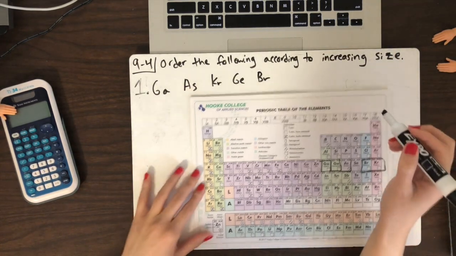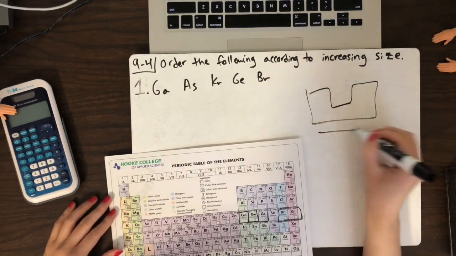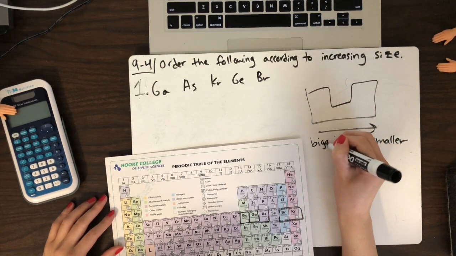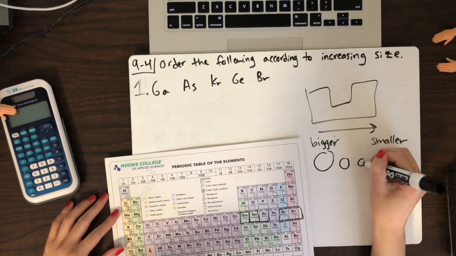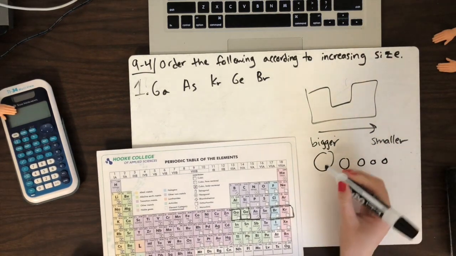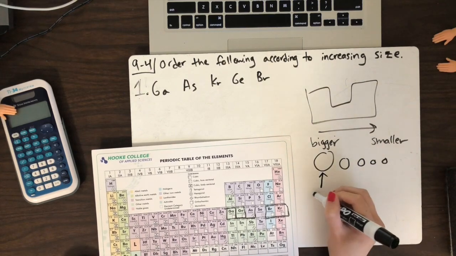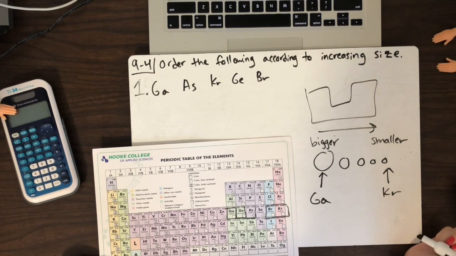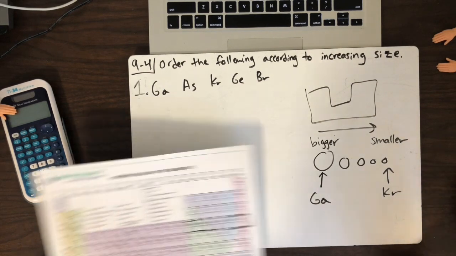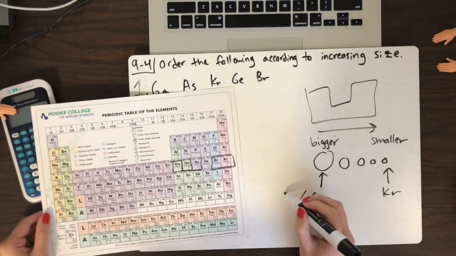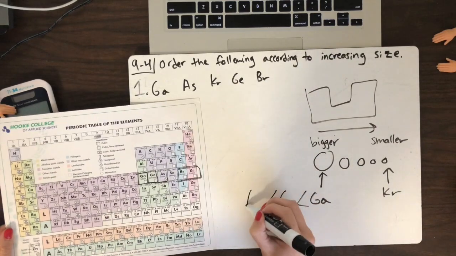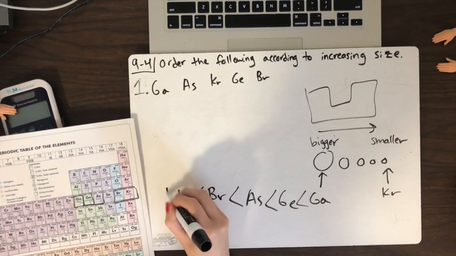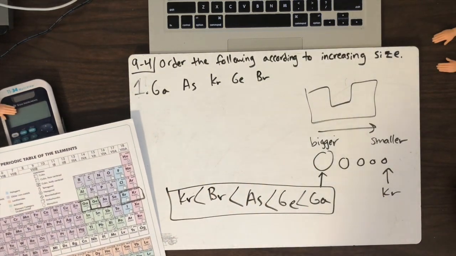Recall that as you go to the right, size is decreasing, so smaller going right and bigger going left. The biggest one is whatever's on the left, which is gallium, and the smallest is whatever's on the right, krypton. They want it in increasing size, so gallium's the biggest, then germanium, then arsenic, then Br, and Kr. And that's the size order for these ones.